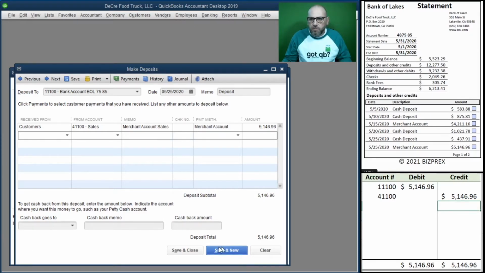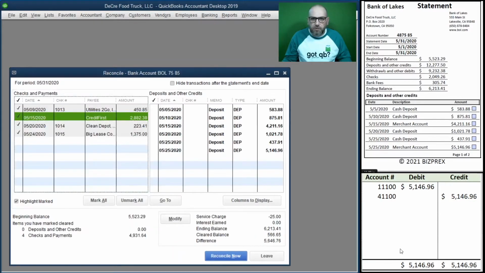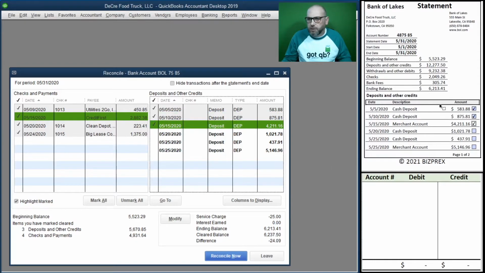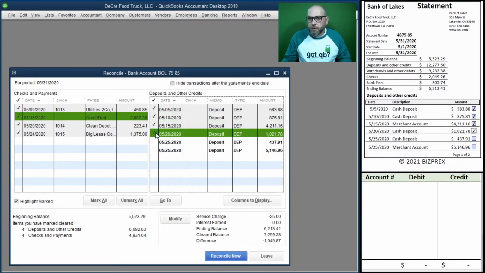Amounts are good. We're going to save and close this time and go back to our reconciliation. Again, the wonderful feature is that we don't have to exit reconciliation. We're still in it. And now we can reconcile our deposits. Right here, booking off the statement is a very typical procedure when we do catch-up bookkeeping. All right, here we are.